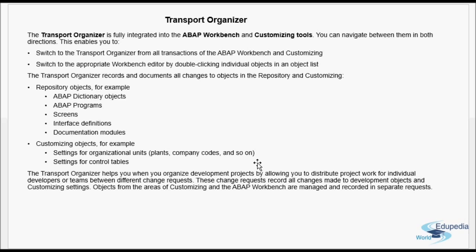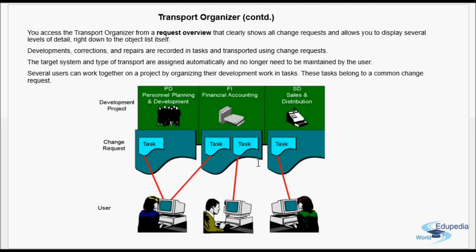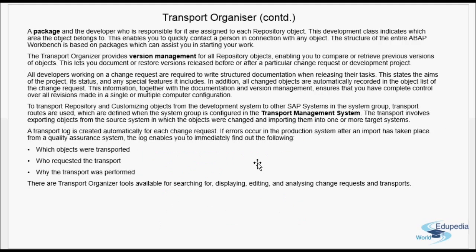So first you should know what these terms are: what is the ABAP workbench, repository data, customized data, system landscape. Then you should know what a transport organizer is. Then one more important thing is the change request. Each request will have different tasks under it. Then the other thing we have learned is the version. Every object will have a version. Then a transport log. Then what is a package. So first we should learn the various concepts in this CTS.